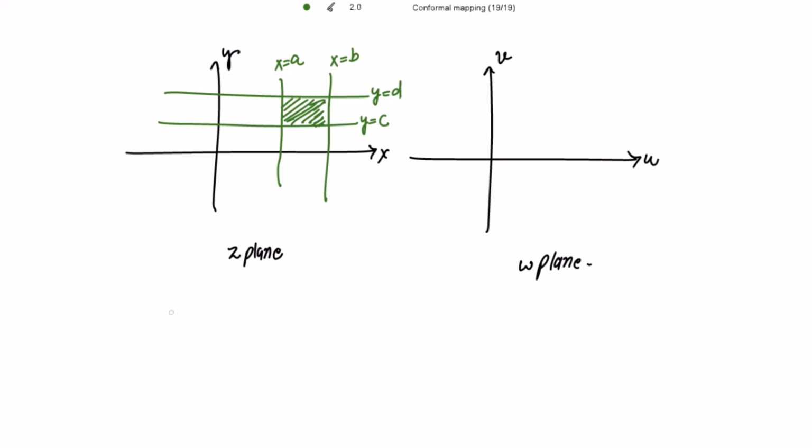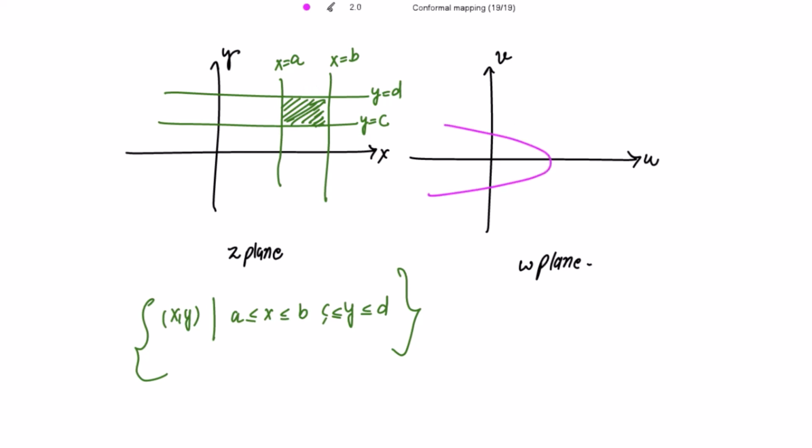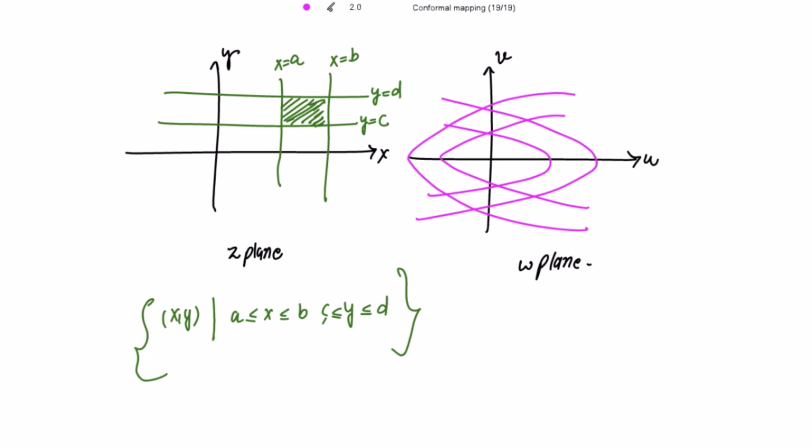The rectangular region, that is xy, such that x is greater than equal to a, less than equal to b, and y is greater than equal to c and less than equal to d. This is a region in the z plane. For x equal to a, we have got the parabola like this. For x equal to b, we have got the parabola like this. For y equal to c, we have got the parabola like this. For y equal to d, we have got the parabola like this. That means we are getting the common region as this in the w plane, isn't it? I hope it's very clear to you.